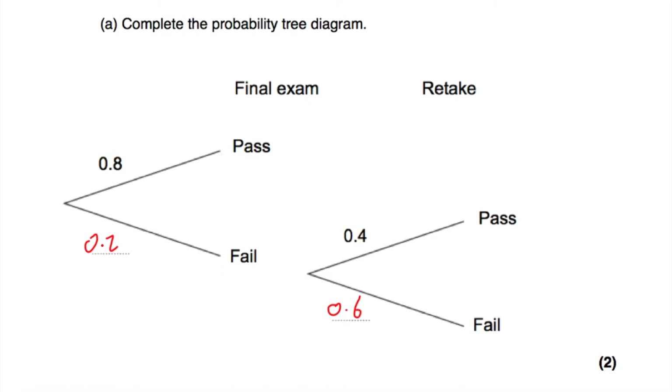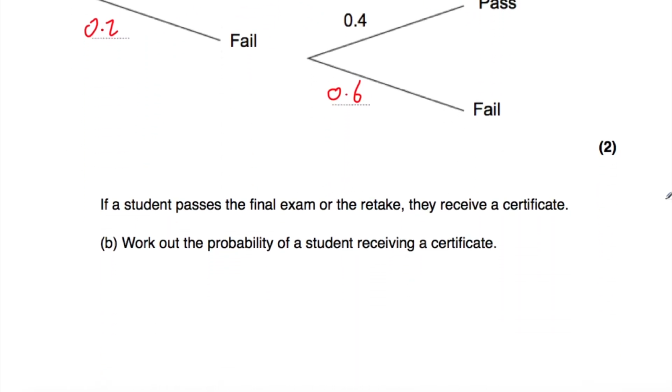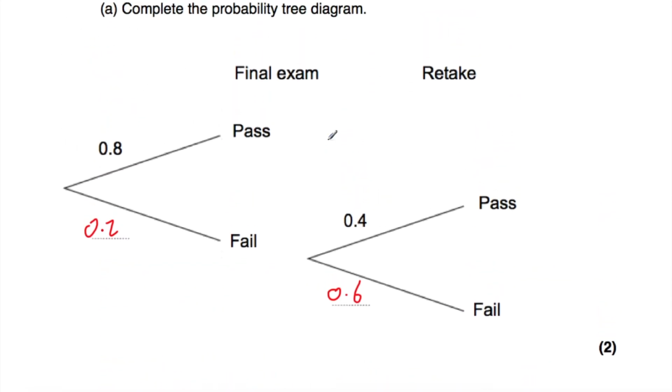So we've completed the probability tree diagram, and then we're told if a student passes the final exam or the retake, they receive a certificate. So they can pass either one of them, the final exam or the retake. And we've been asked to work out the probability of a student receiving a certificate. So let's go up to the tree diagram. So that's either the probability of someone just passing that final exam, or they could fail the final exam and then pass the retake. But they can't fail and fail, obviously, and get a certificate.